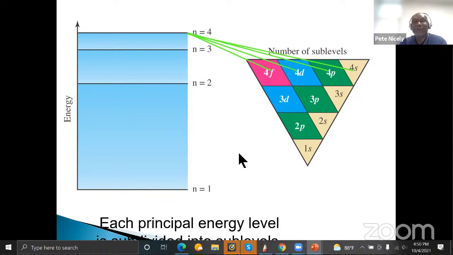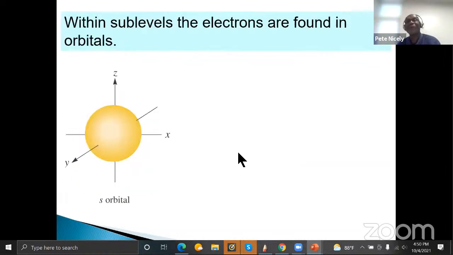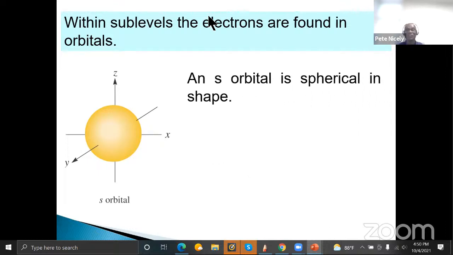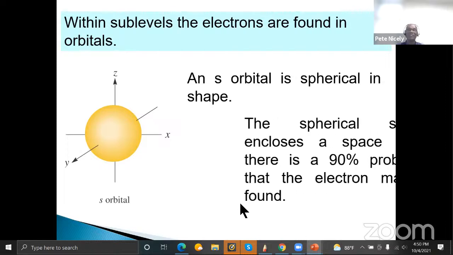Now, you might be wondering, where do the orbitals come into play when it comes to these sublevels? Then here it is. Within each sublevel, you have electrons which are found in their respective orbitals, right? So for the s sublevel, you have what are known as s orbitals. And the shape of these s orbitals, as you can see here, is spherical, like a ball. And so that's basically the description of the s orbital.